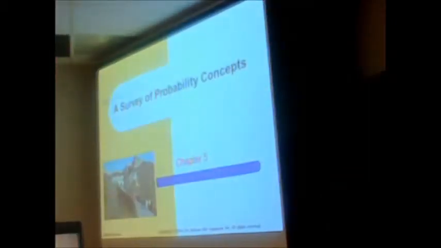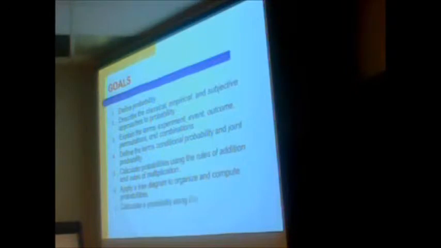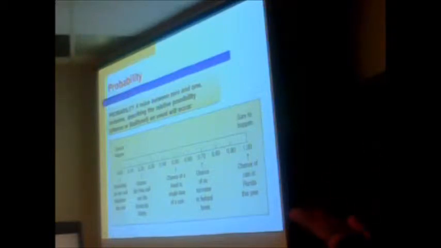5 is over probability. We'll talk about the different types of probability, when we use different formulas, and what it means when we calculate probability. Probability is on a scale of 0 to 1.